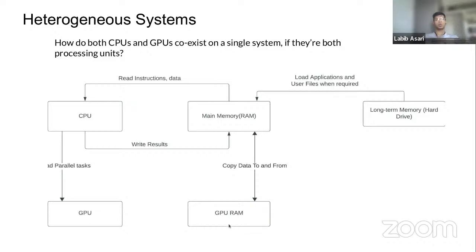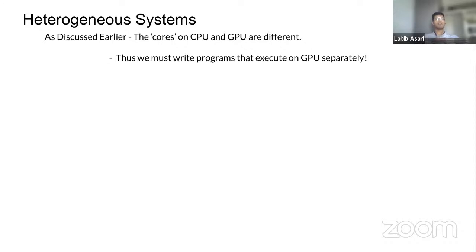And then when the results are stored back to the memory, the results are copied back to the CPU memory, and then the CPU can display the results to the user. So this is how a heterogeneous system works, when basically we have multiple processing units on a single device. Now we come to how we program these systems.